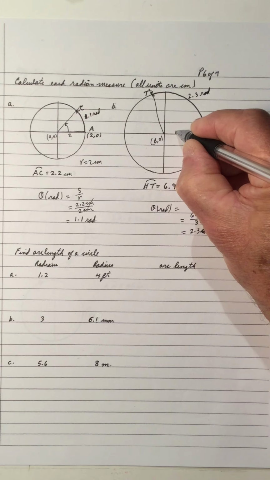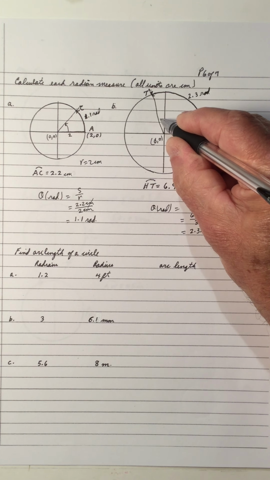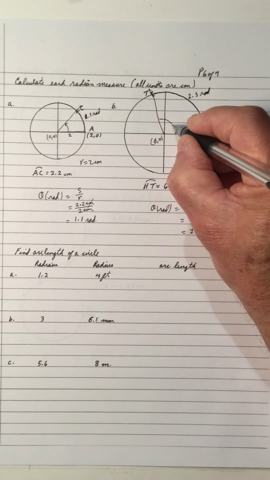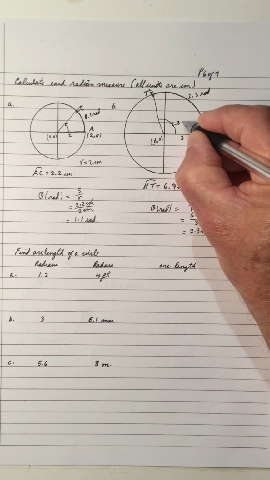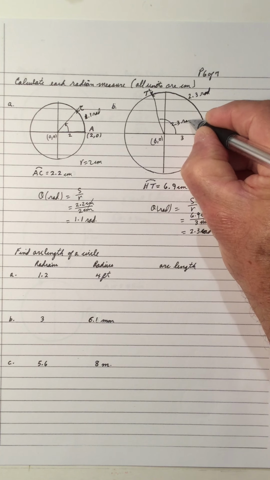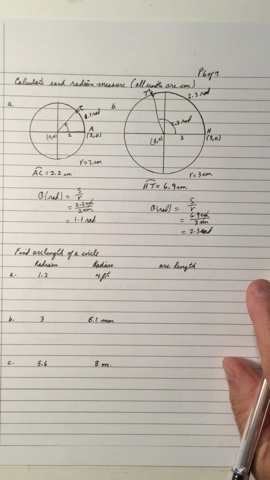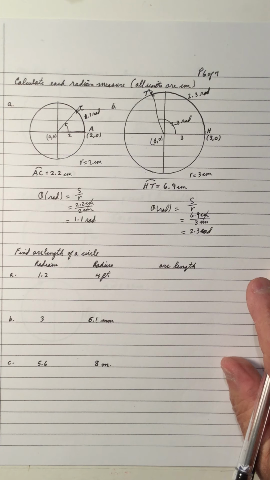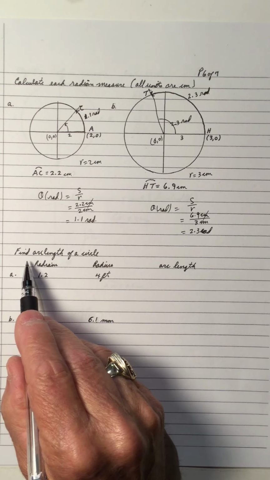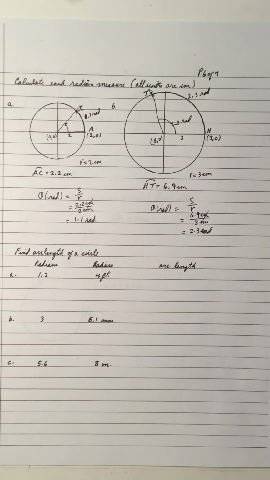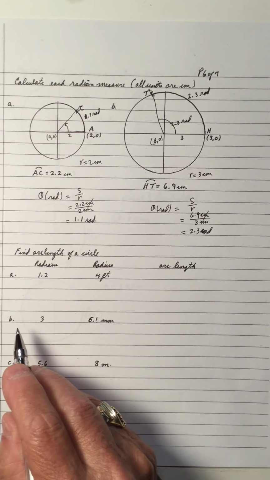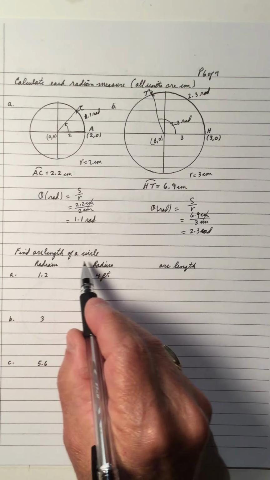And that means this angle in here is the same, so that's 2.3 radians. So a radian measure is the arc length divided by the radius of the circle. And we have more to do. Again, you can pause your video if you want. Work out the arc length for these. Find the arc length of the circle.